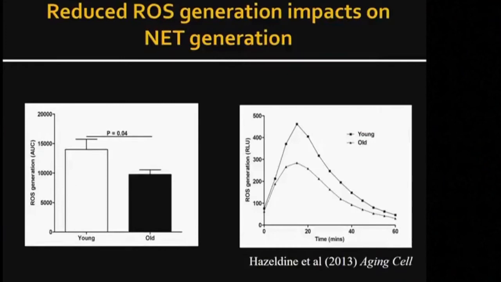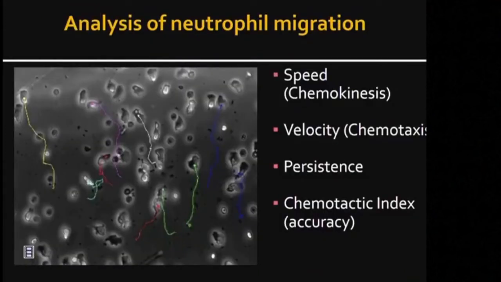Why is this? Well, net generation requires reactive oxygen species to trigger the whole process. And so reactive oxygen species, this intracellular mechanism, is also reduced in the older adult. So that helps to explain why perhaps the adult is more susceptible to infections as you get older. But again, what about this frailty aspect?